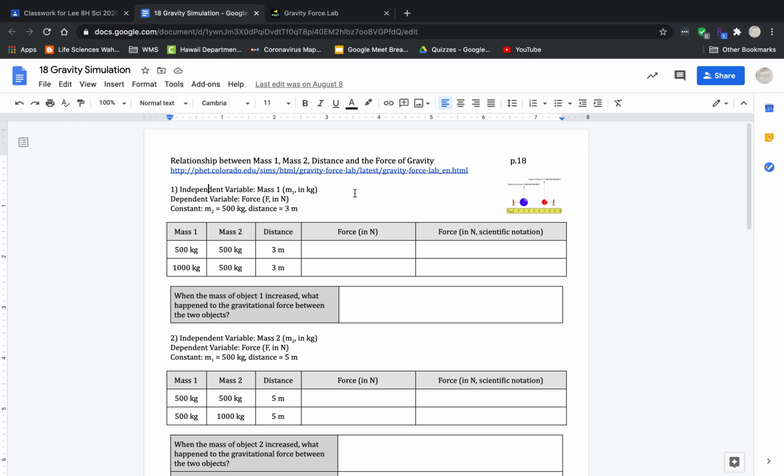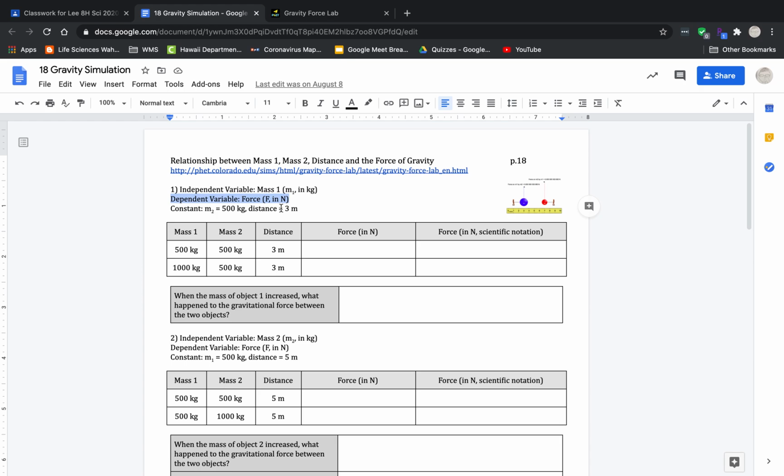Now that you've played around with the simulation a bit, let's get to the worksheet. So this is the page 18 worksheet. You can print this out and put it into a comp book, or you can fill this out on the computer. Each time we do the simulation, we need to make sure our variables are accounted for. For the first part, we want to change mass 1, the blue ball, and that would be our independent variable. Our mass 1 can be 500 kilograms or 1,000 kilograms. And when we do this, we want to measure the force of gravity. That's our measurement, our dependent variable. So we want to see, does the force increase or does the force decrease?